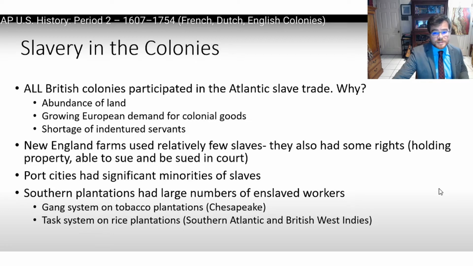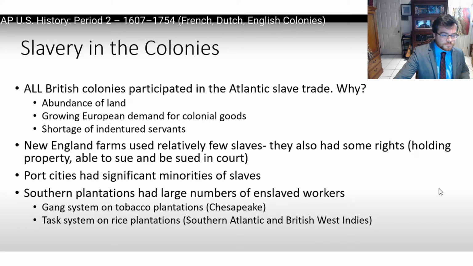As opposed to the southern colonies, in the New England colonies slaves even had rights. So they would be able to take you to court if you were violating their human rights. So it's a different way to look at slavery. The port cities, right? Boston, New York would be the biggest port cities in the north. They're going to have a necessity to have slaves.